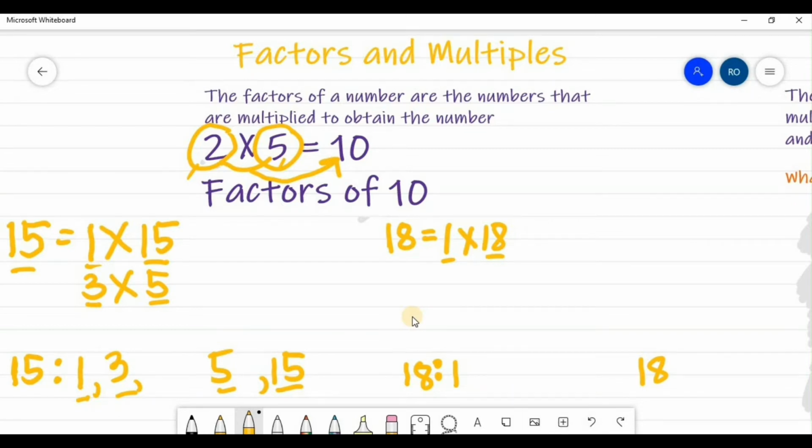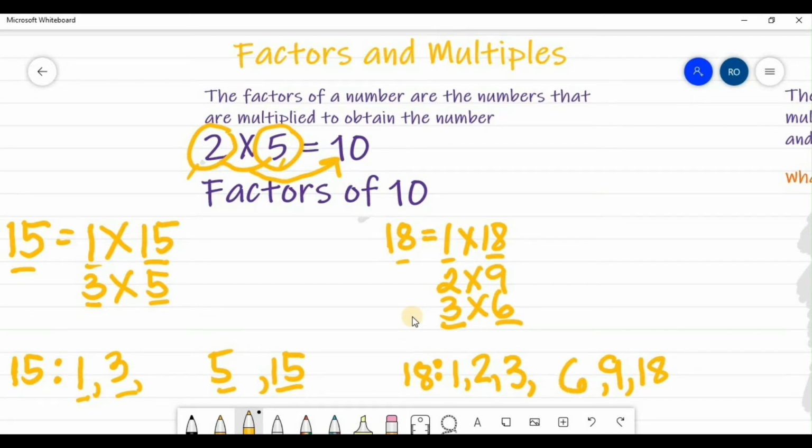Okay, what about 2? Is there any number that when you multiply, the product is 18? Yes, when you multiply 2 by 9, the product is 18. So meaning 2 times 9 is 18, and 2 and 9 are factors of 18. Okay, what about 3? Is there any number that when you multiply by 3, the product is 18? Yes, and it must be 6. So 3 times 6 is 18, and we can say that 3 and 6 are factors also of 18. So let us write it here.